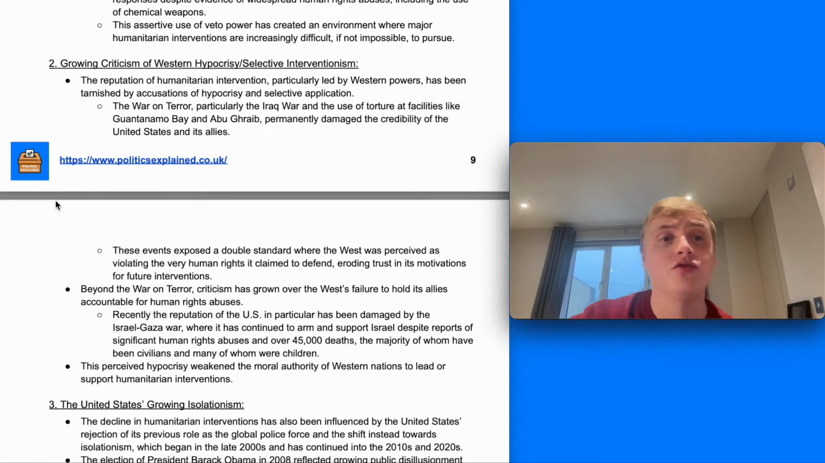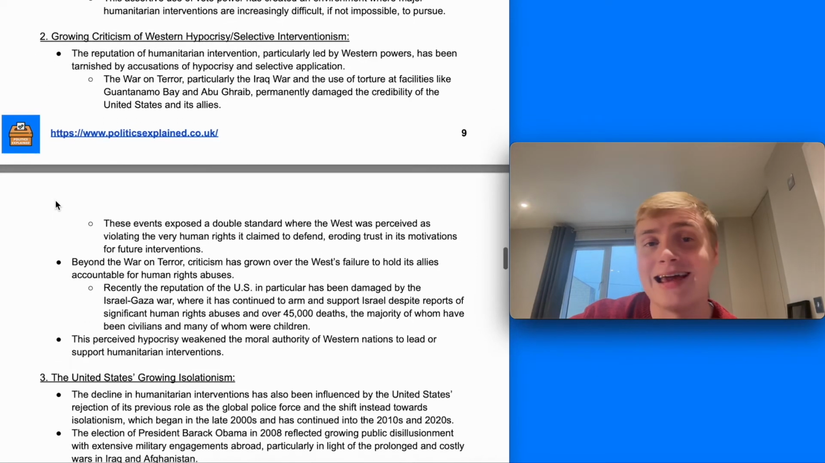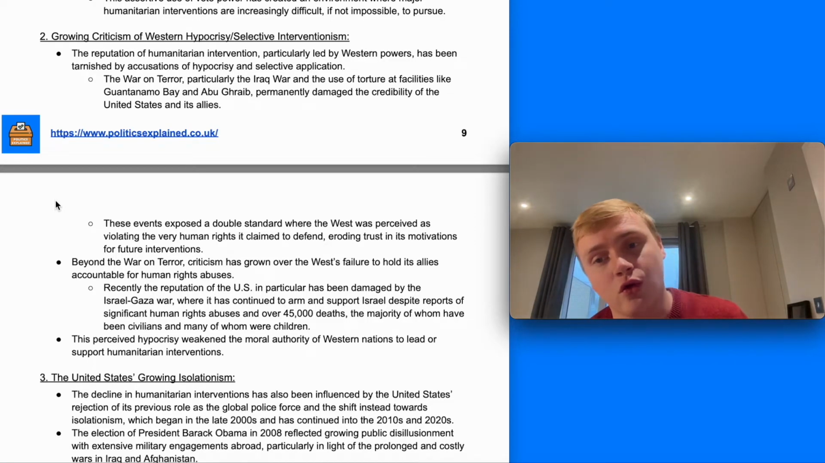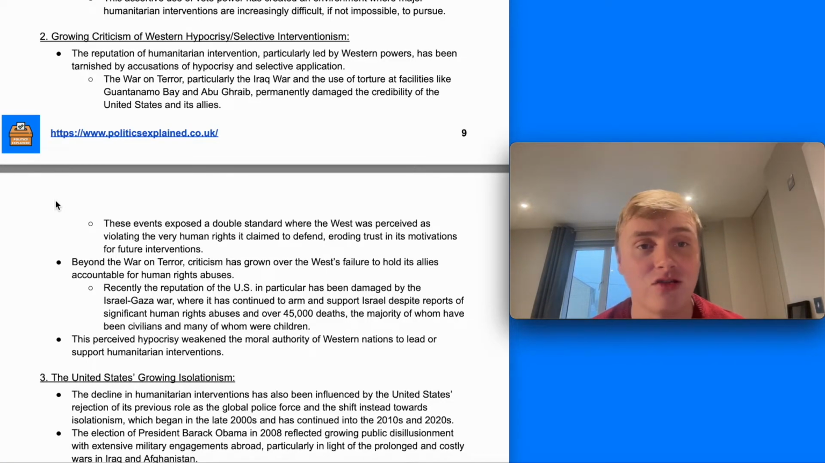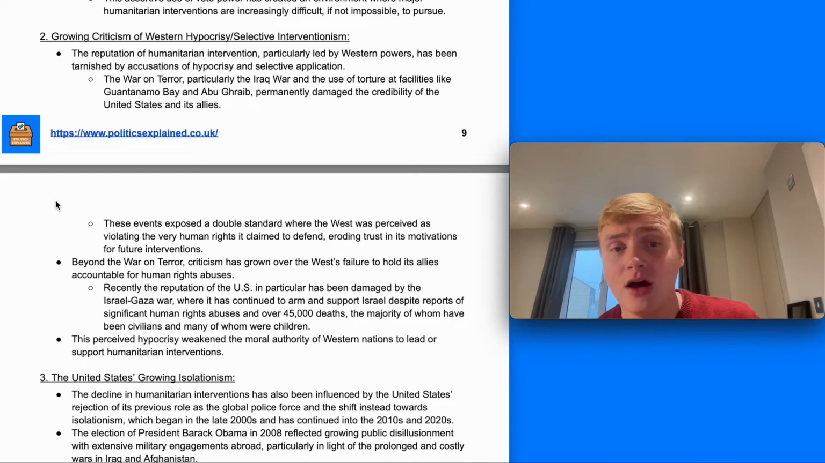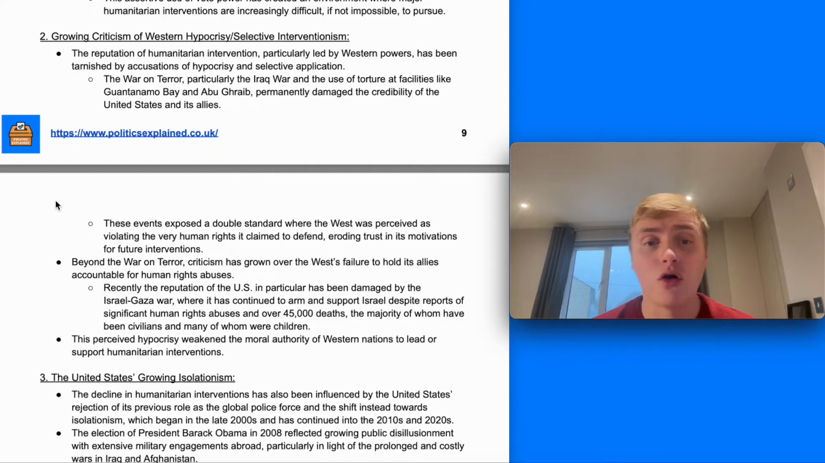Crucially, also impactful was the growing criticism of Western hypocrisy and selective interventionism. So the reputation of humanitarian interventions was quite strong in the 1990s and the early 2000s, when you saw the development of the responsibility to protect doctrine. But this was really tarnished by the accusations of hypocrisy and selective application in the war on terror. So the fact that the US was itself using torture and human rights abuses against detainees at Guantanamo Bay and Abu Ghraib prison exposed a double standard where the West was perceived as violating the very human rights it claimed to defend, eroding trust in its motivations for future interventions.